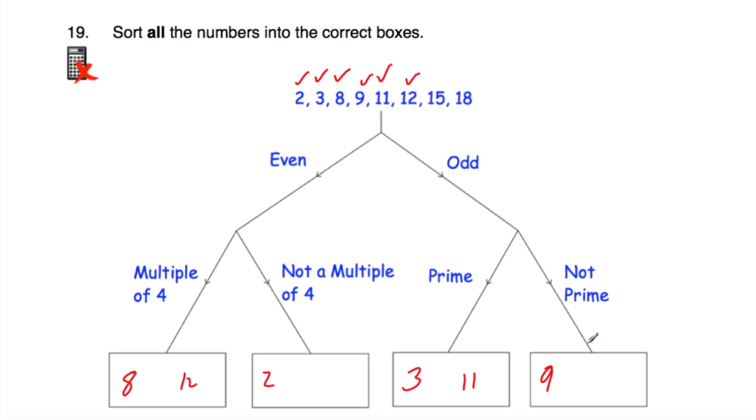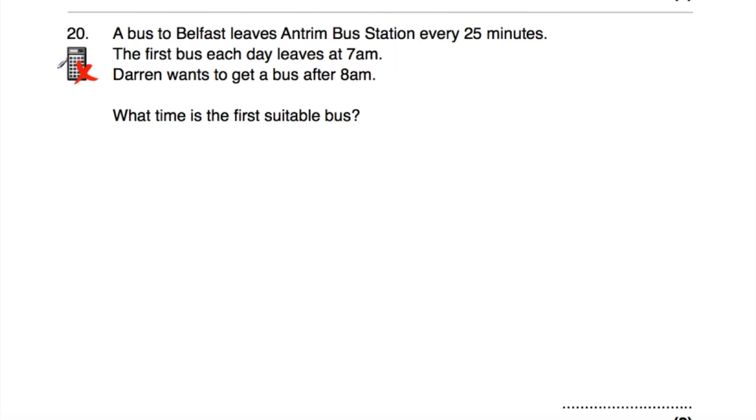15, it's odd, and it's not prime, so it's going to go there. And then finally 18, 18 is even, and it's not a multiple of 4 because it's not in the 4 times table, so it's going to go there. So that's it. We've got 8 and 12 here that are even and multiples of 4. We've got 2 and 18 that are even but not multiples of 4. We've got odd prime numbers here of 3 and 11, and odd numbers that are not prime, 9 and 15. And that's it.